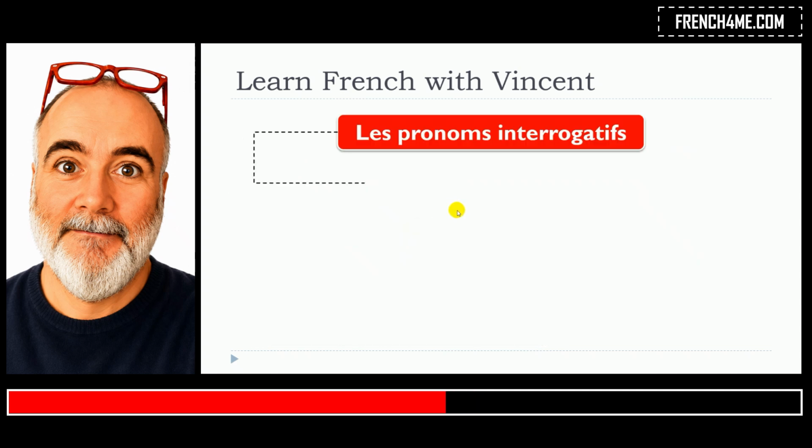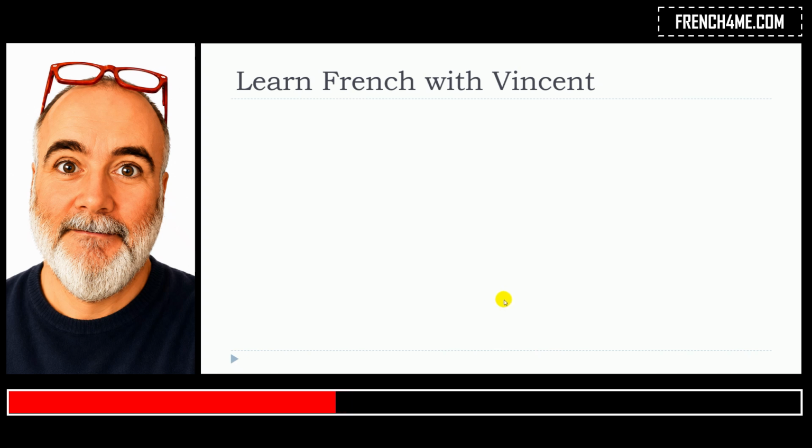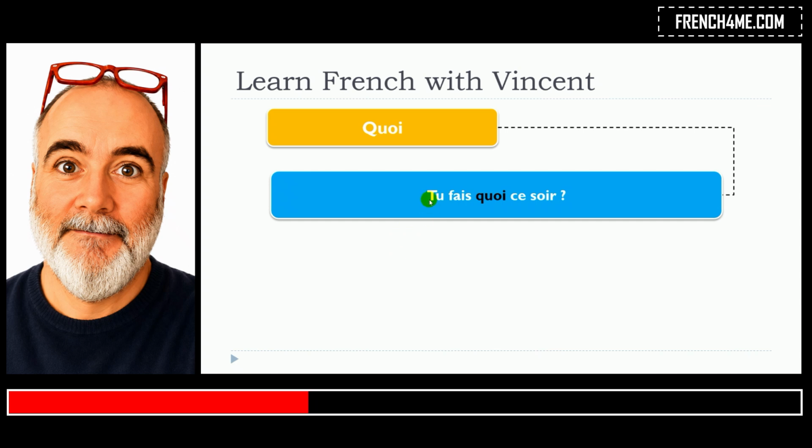So, this lesson is about quoi, and the interrogative pronoun quoi can be translated into English as what or anything. Let's see some examples with quoi.